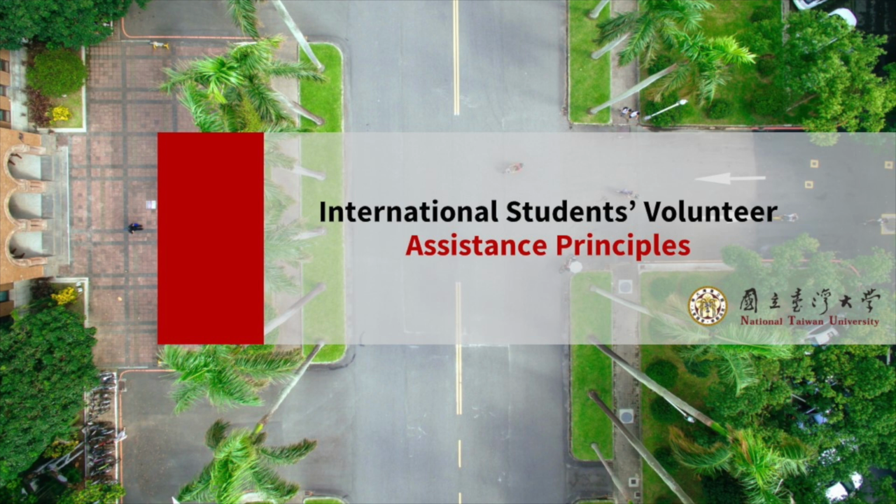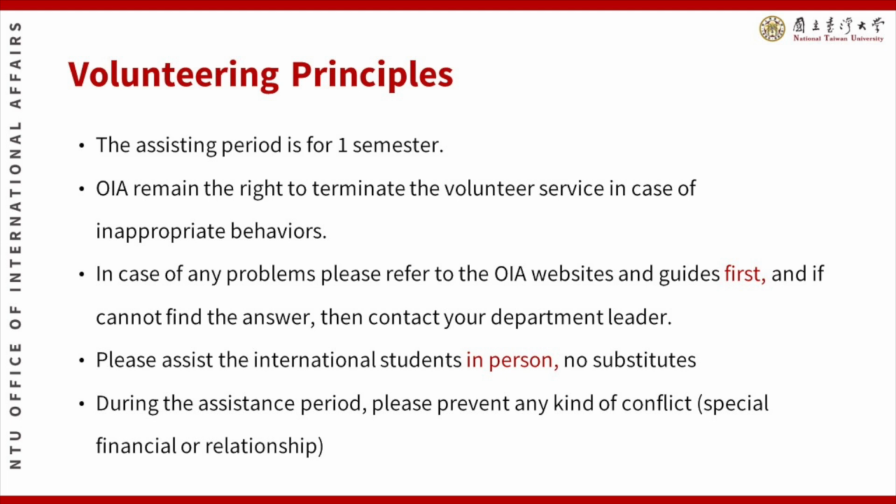Second, principles and eligibility for international student volunteer service. Let's now discuss the eligibility and principles for the volunteer service. Service principles. Please pay special attention to the following points. First, the volunteer period lasts for 1 semester. Second, if OIA deems a volunteer unsuitable, their volunteer status will be revoked and their duties will be terminated.